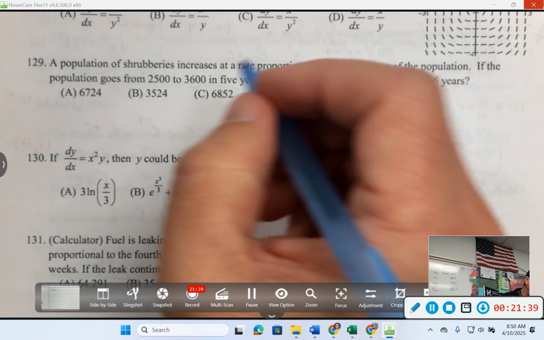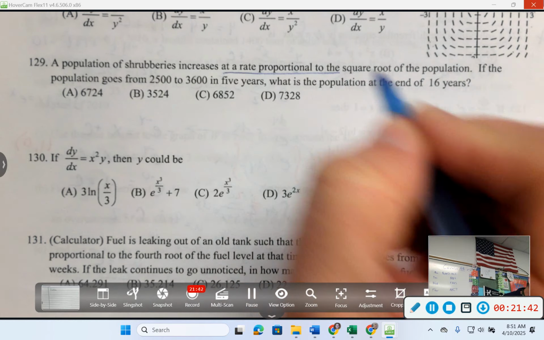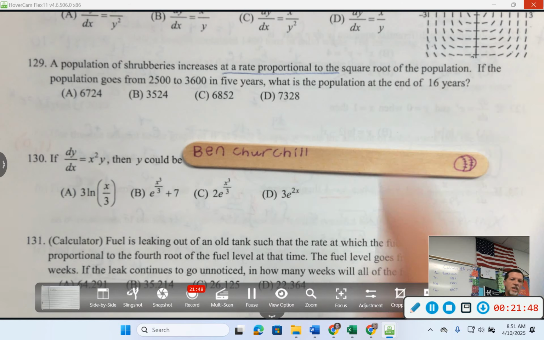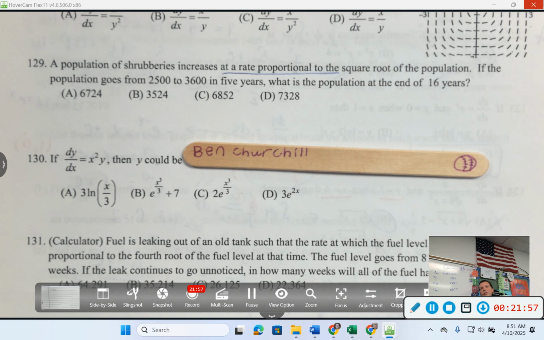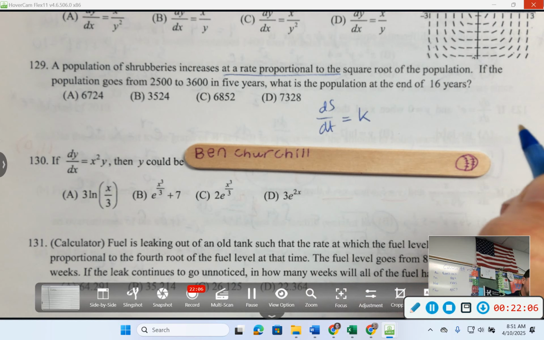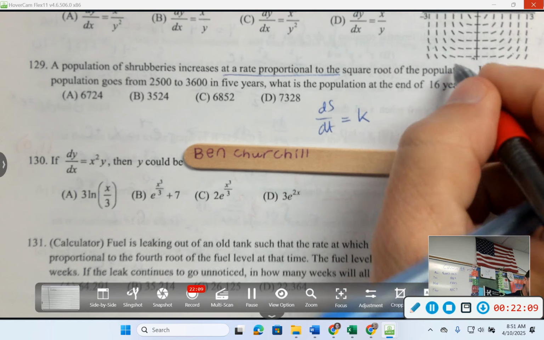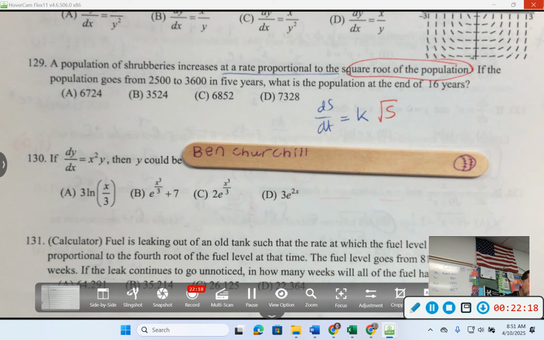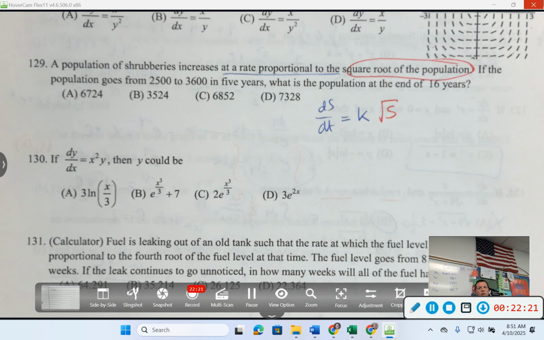A population of shrubberies increases at a rate proportional to the square root of the population. Ben, you're up for this challenge. 129. Write me an equation that says the population of shrubberies increases at a rate proportional to the square root of the population. ds over dt equals k square root of s. There you go. K square root of s. Pretty good.